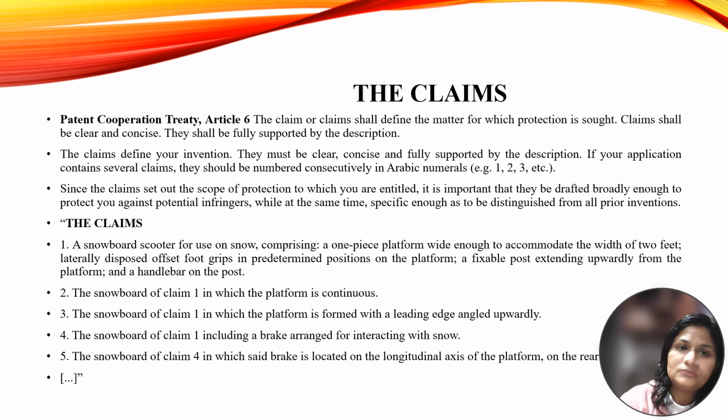Now in this invention, when we are writing about the snowboard scooter, how can we write the claims? First: a snowboard scooter for use on snow comprising a one-piece platform wide enough to accommodate the width of 2 feet, laterally disposed offset foot grips in predetermined positions on the platform, a fixable post extending upwardly from the platform and a handlebar on the post. Second, the snowboard of claim 1 in which the platform is continuous. Third, the snowboard of claim 1 in which the platform is formed with a leading edge angled upwardly. Fourth, the snowboard of claim 1 including a brake arranged for interacting with snow. Fifth, the snowboard of claim 4 in which said brake is located on the longitudinal axis of the platform on the rear front, and so on.